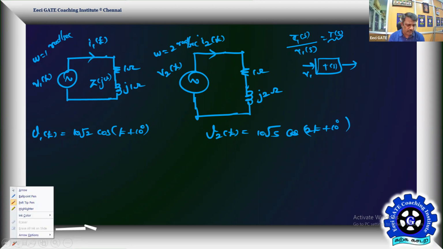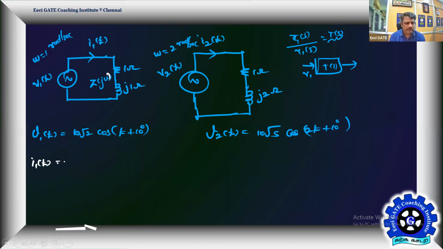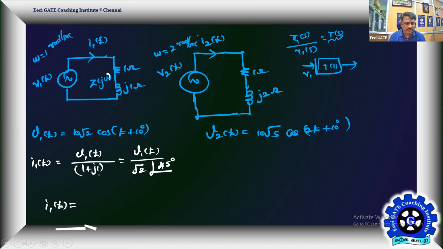Let us go for the solution now, playing by the circuit way. The impedance is known, that of j omega, so straight away you can go for the current. The current I1 of t is simply V1 of t divided by 1 plus j1, and put 1 plus j1 into polar form. In polar form it will be root 2, that is the root of real square plus imaginary square, at an angle tan inverse of 1 by 1, which is 45 degrees. Therefore, the result is I1 of t equals V1 of t substituted, so 10 root 2.